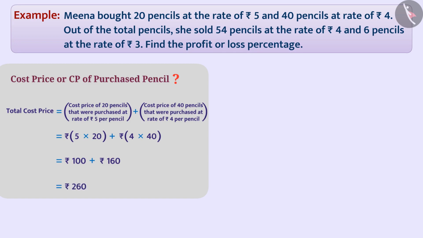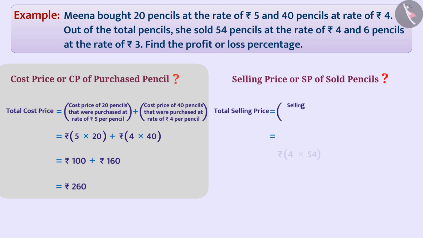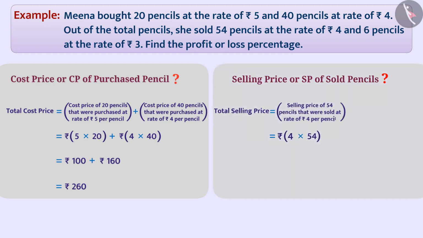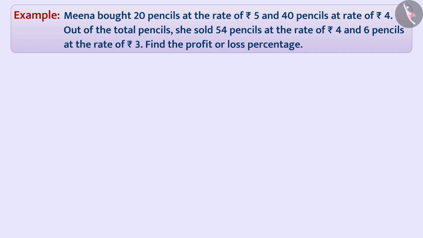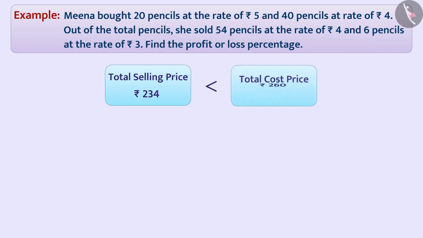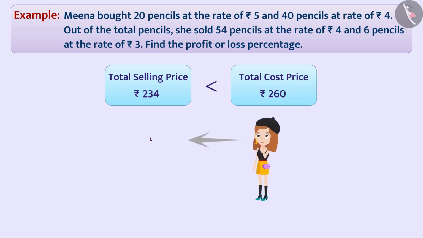Similarly, let's find the total selling price of the pencils. Total selling price is equal to the selling price of 54 pencils that was sold at the rate of rupees 4 per pencil plus the selling price of 6 pencils that was sold at the rate of rupees 3 per pencil, which is equal to 216 rupees plus 18 rupees is equal to 234 rupees. Here we see that the total selling price is less than the cost price. So we can say that in this situation, Meena has incurred a loss.